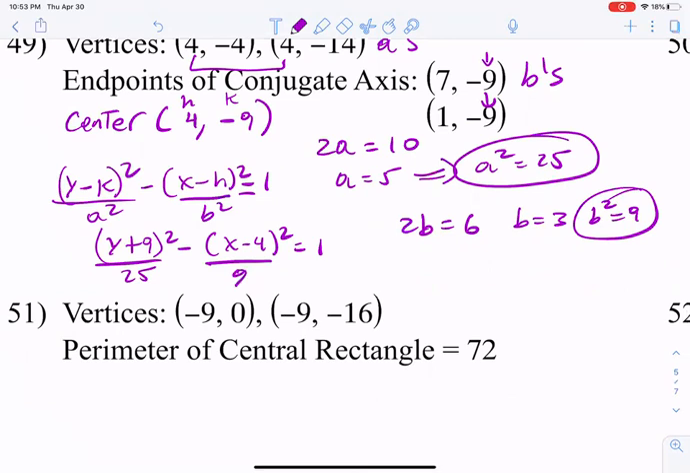If you don't understand, please let me know. If I'm going too fast, please let me know too. Let's see. That was number 49. 49 is y plus 9 squared over 25 minus, yeah, that's correct. Next number.